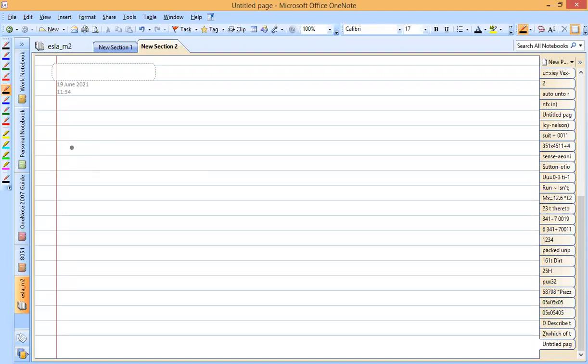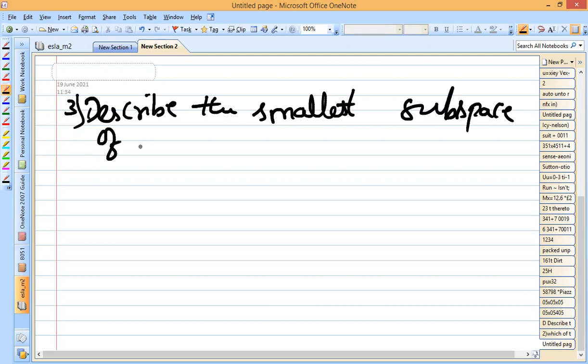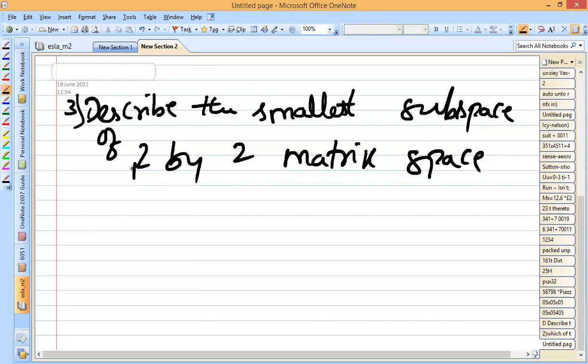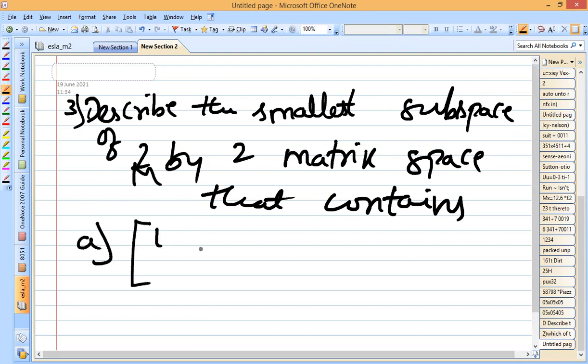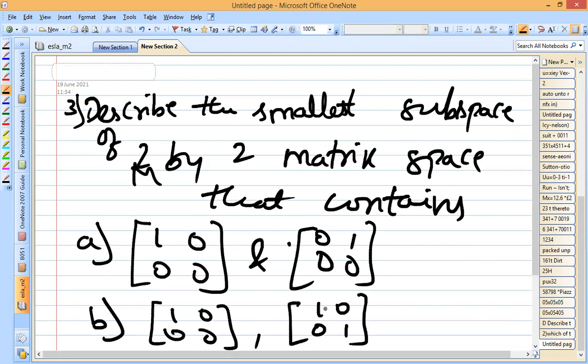Describe the smallest subspace. Third one. Describe the smallest subspace of the 2 by 2 matrix space M that contains the matrices. The first matrix is 1 0 0 0, the second is 0 1 0 0, and the second one is 1 0 0 0 and 1 0 0 1, and C and D are also given.